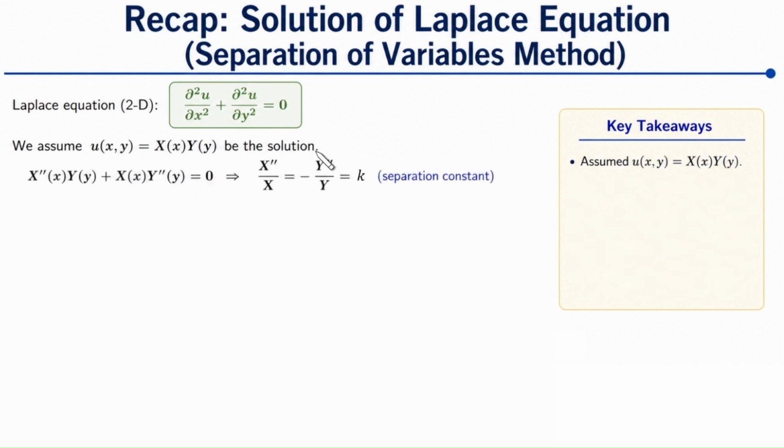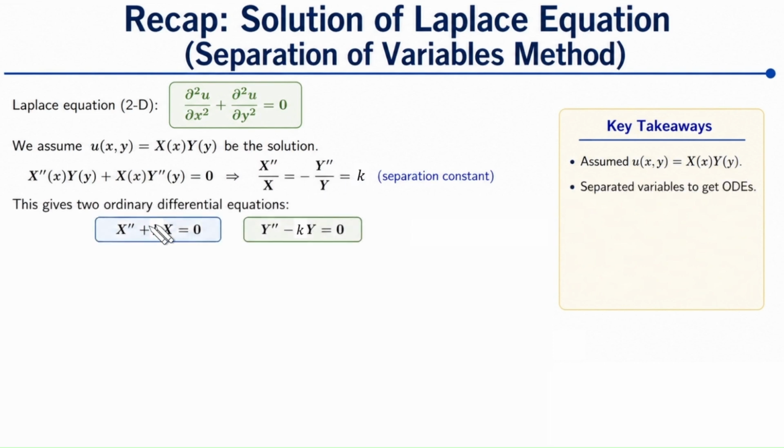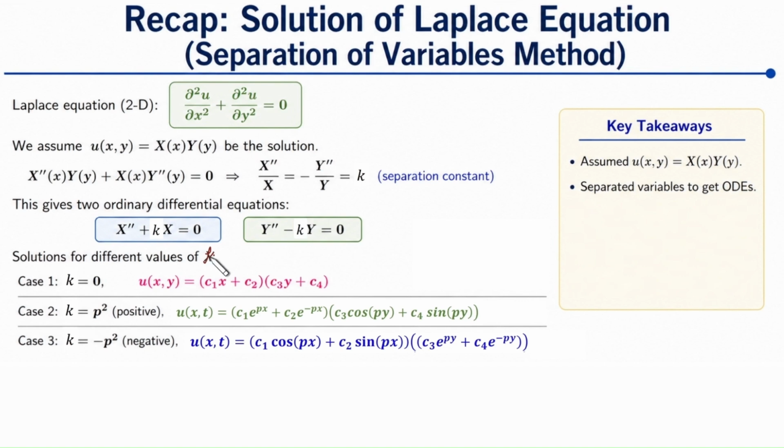Then we separated the variables and got this form, which is a function of x only on one side and a function of y only on the other. This is only possible if both are equal to some constant, let it be k, which results in two different ordinary differential equations. Based on the different values of k, we get different cases and we got these solutions.